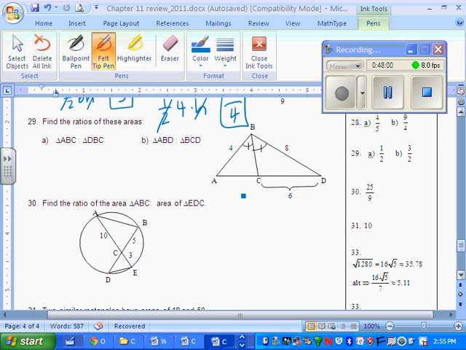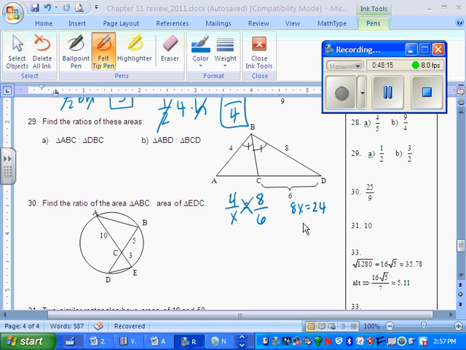Next example is another proportion. 4 over x equals 8 over 6. I can cross multiply, and I end up getting, let's see, 8x equals 24. So x equals 3.